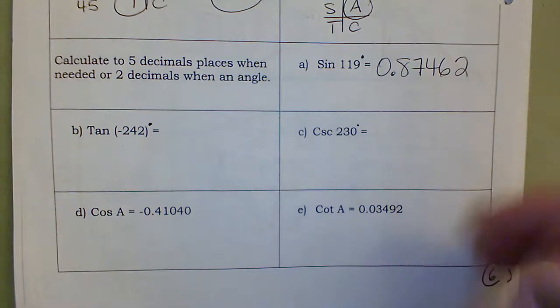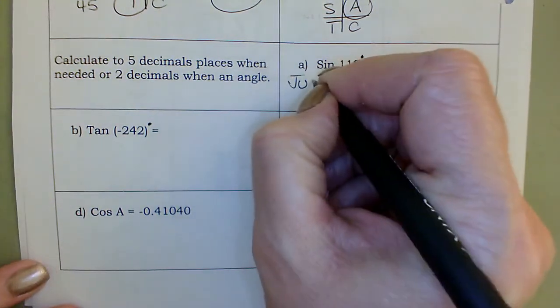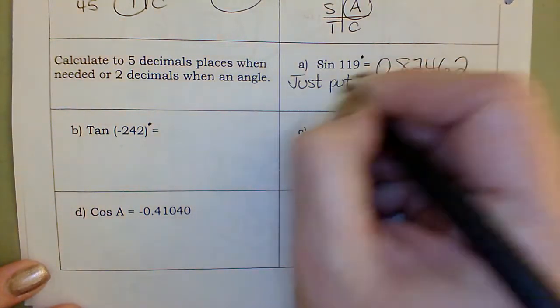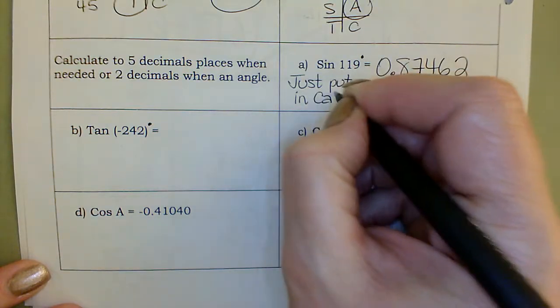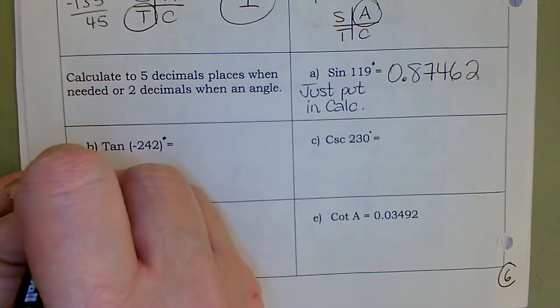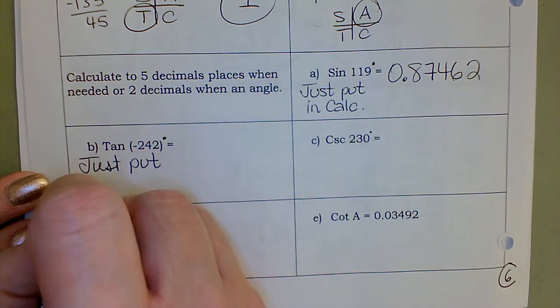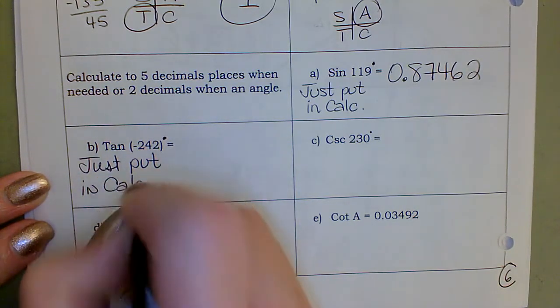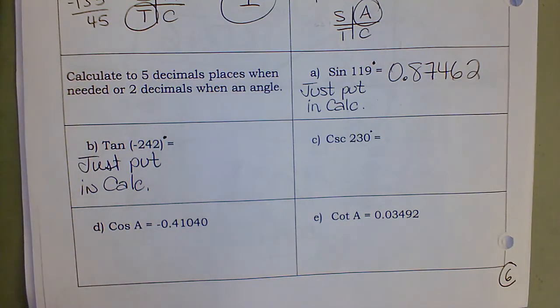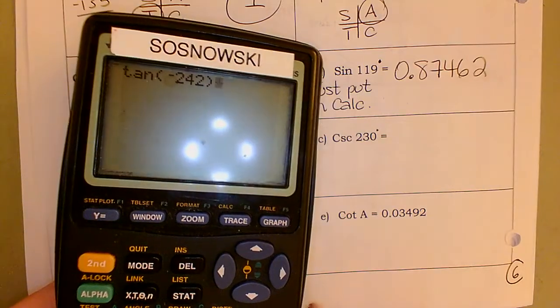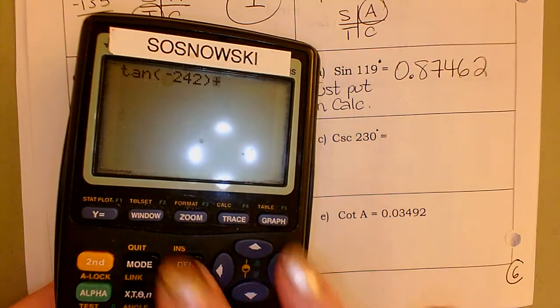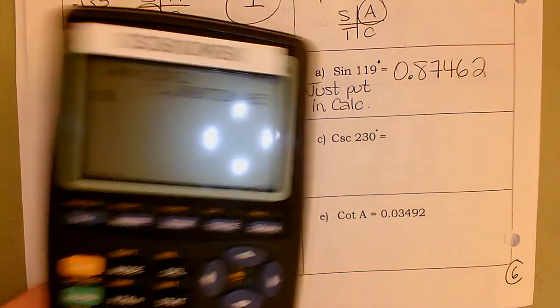We just substituted in. You just put it in a calculator. Just put in calculator. And that's the same with this one. Just put in calculator. Because you do have a tan button, tan, and then all you have to do is make sure that you put your negative on the 242. Just like that. Oh, don't do that, otherwise you'll get an error. And then hit the equal button.